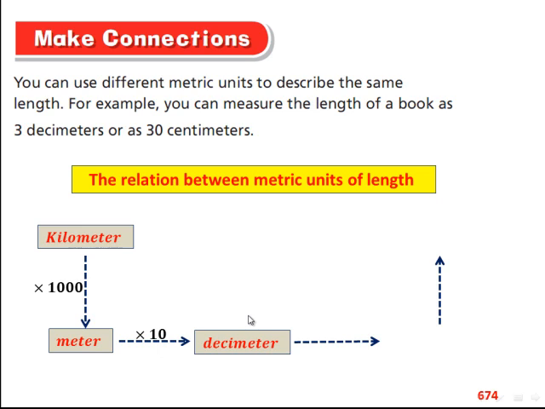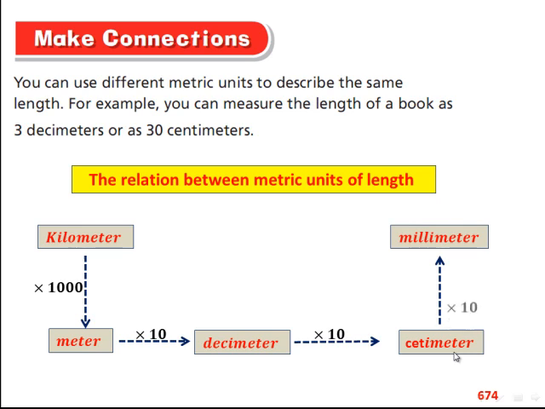And if you want to convert from decimeter to centimeter, you should also multiply by 10, because there are 10 centimeters in 1 decimeter. And if you want to convert from centimeter to millimeter, you should also multiply by 10, because there are 10 millimeters in 1 centimeter. Alright, put all of this plan on your mind.